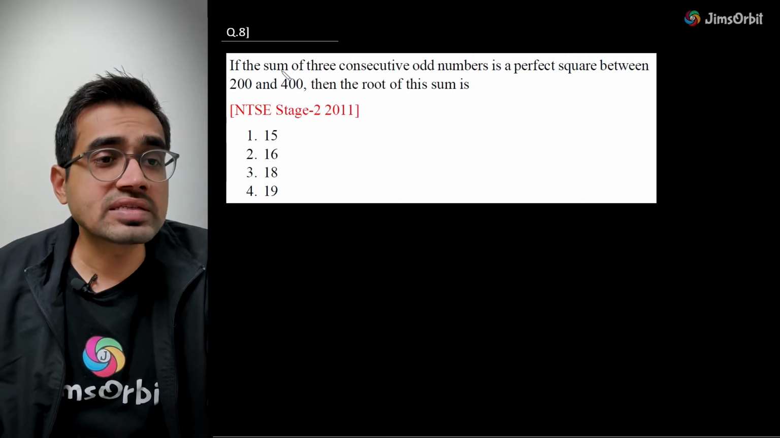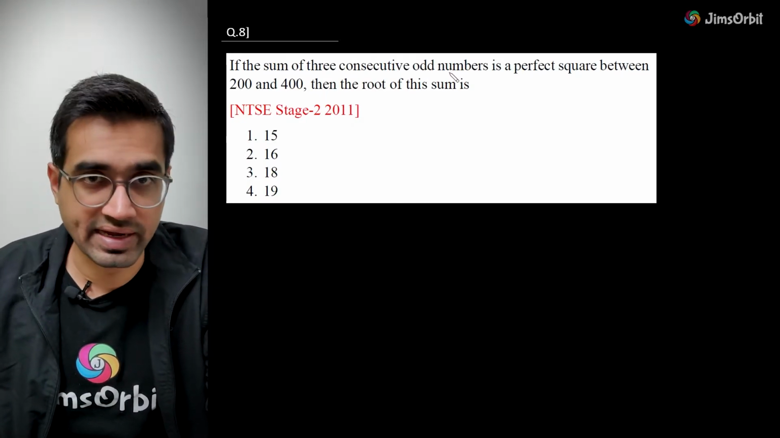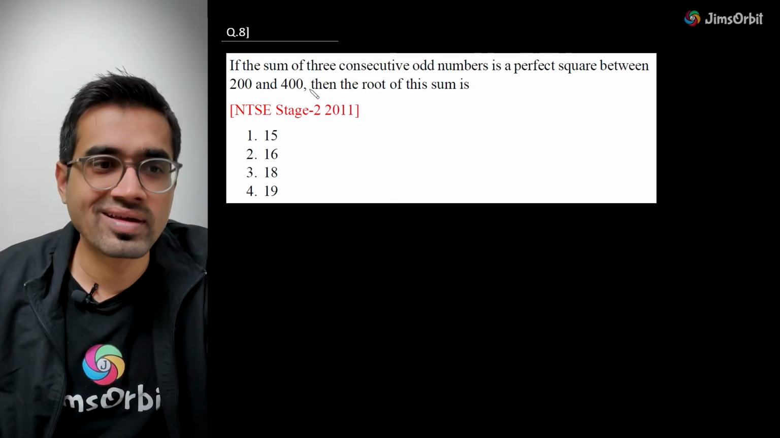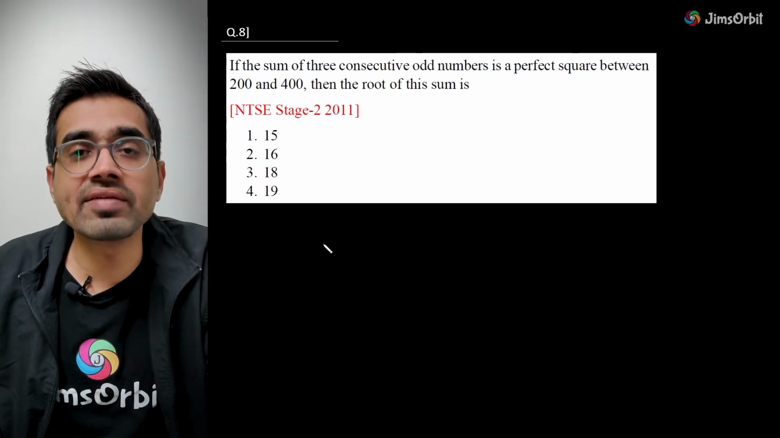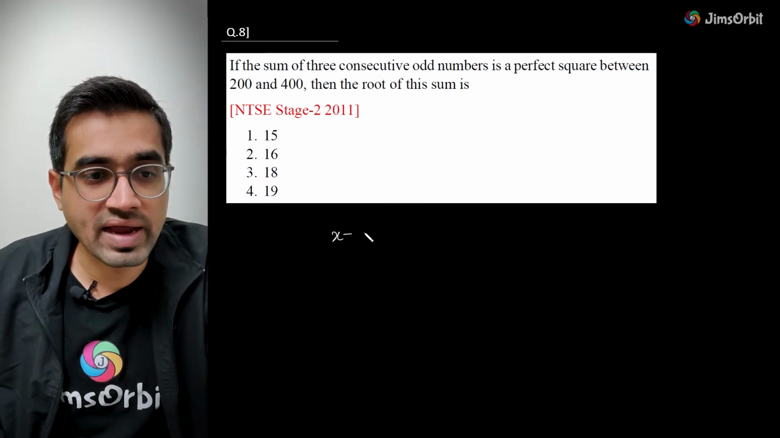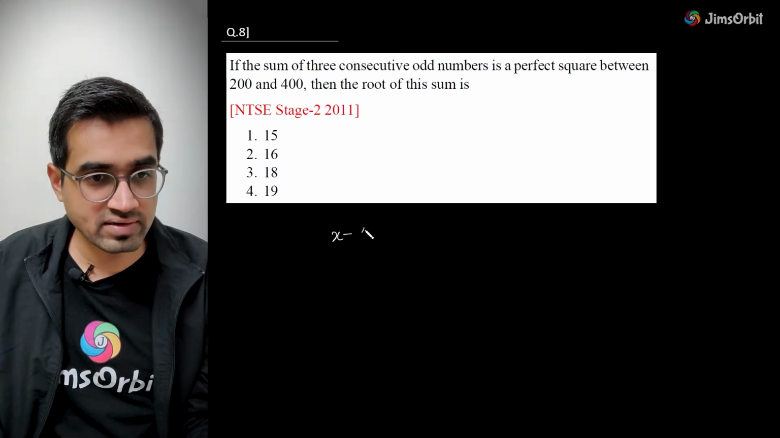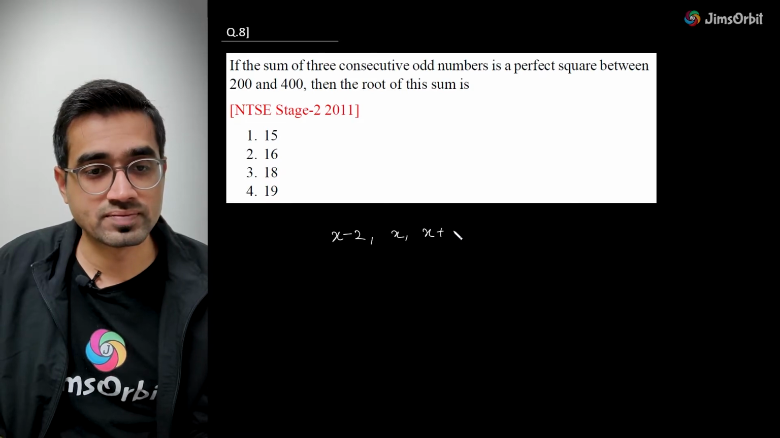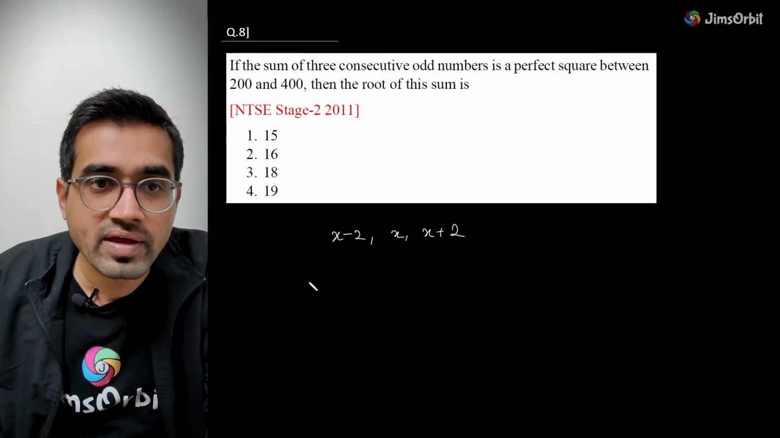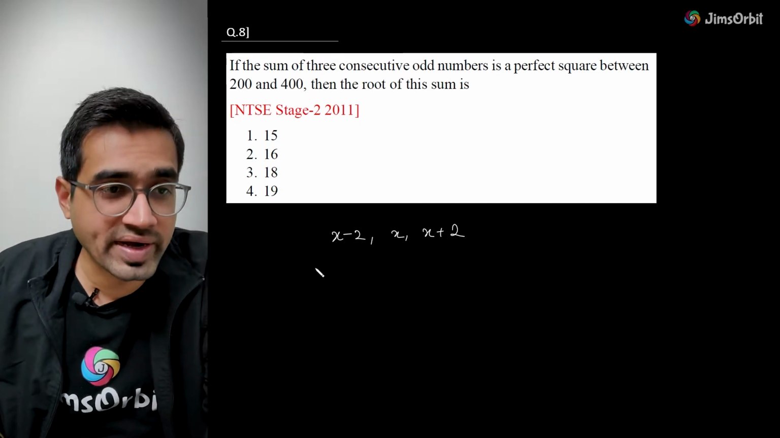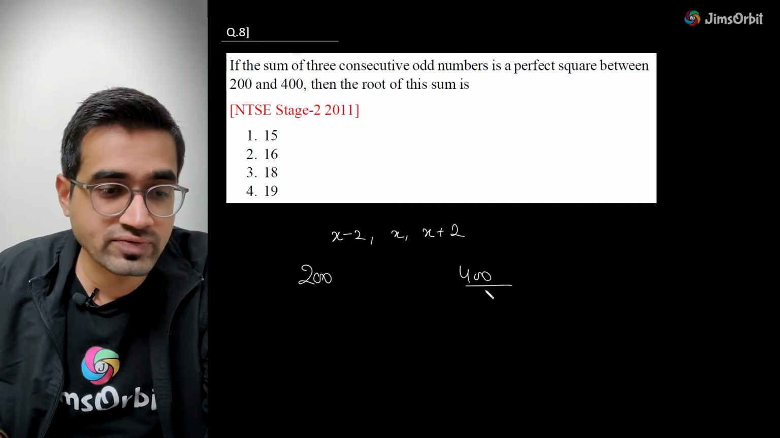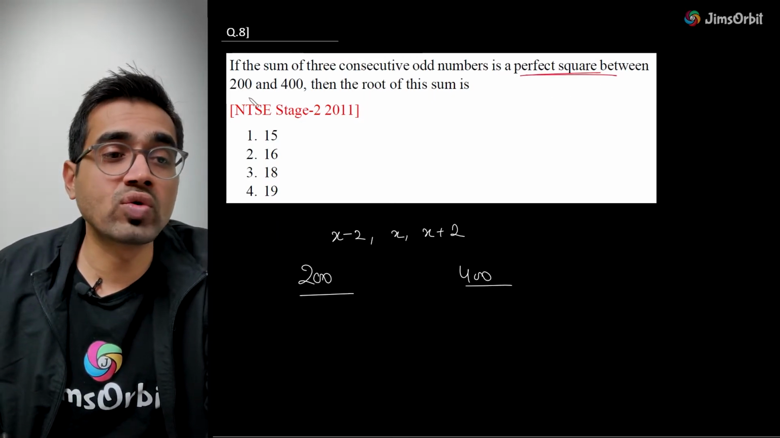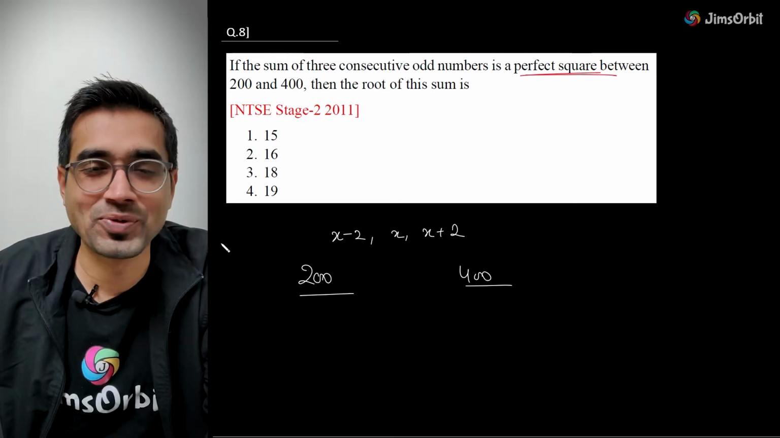Okay. If the sum of 3 consecutive odd numbers, consecutive, one by one, is a perfect square between 200 and 400. Okay. Let the 3 consecutive odd numbers be x minus 2, x and x plus 2. Is a perfect square between 200 and 400. That's one of the good things it told us. There are not many perfect squares between 200 and 400.